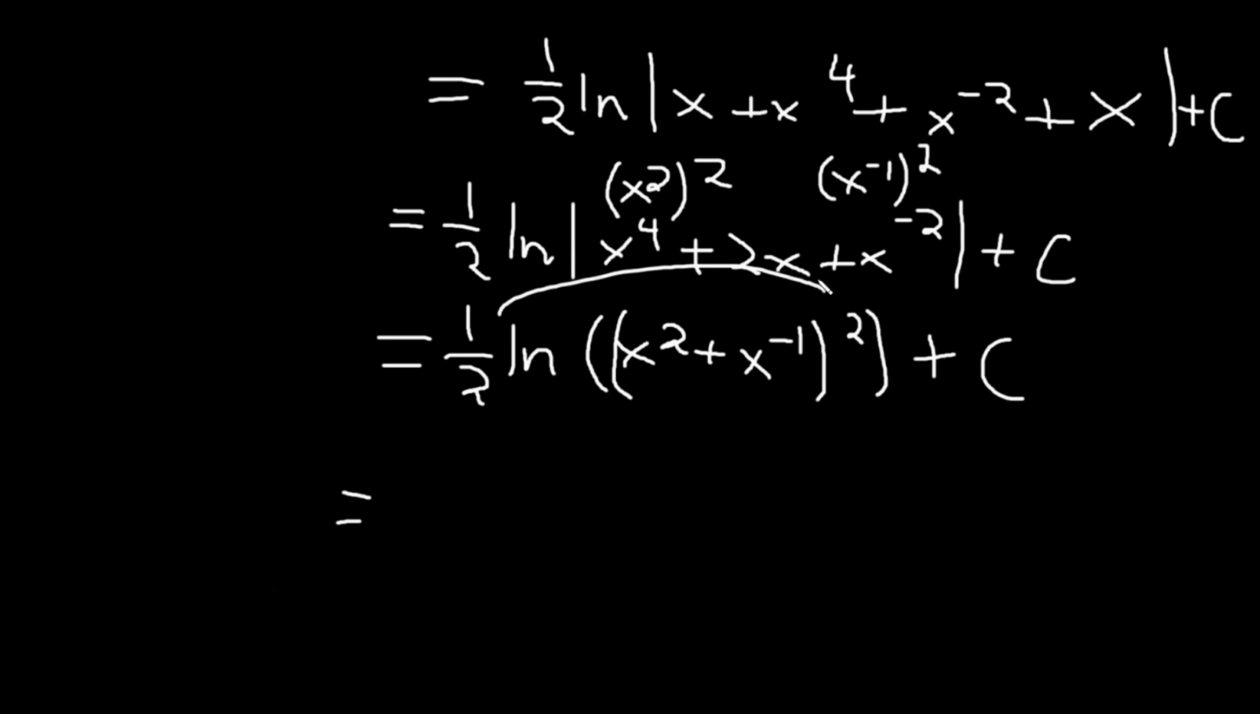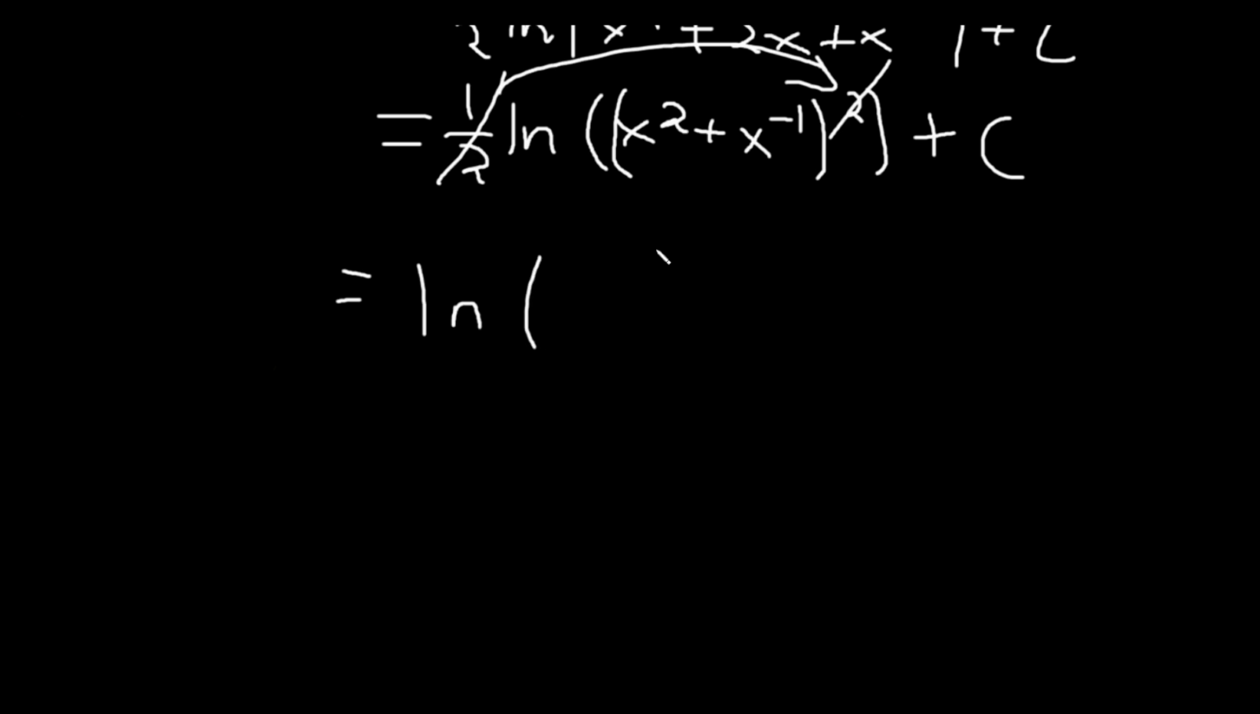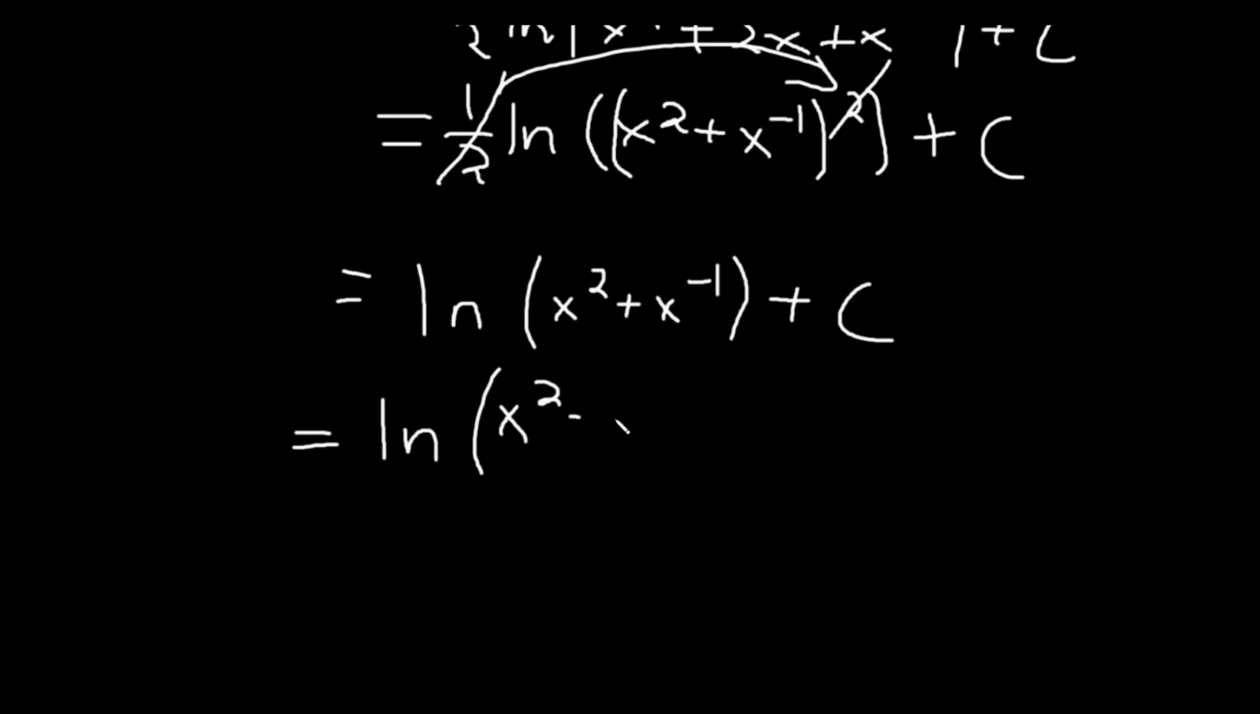If we bring this 1/2 to the inside, it cancels with a square, so our final answer will be natural log of x squared plus x to the negative 1 plus c, or if you want, natural log of x squared plus 1 over x plus c.